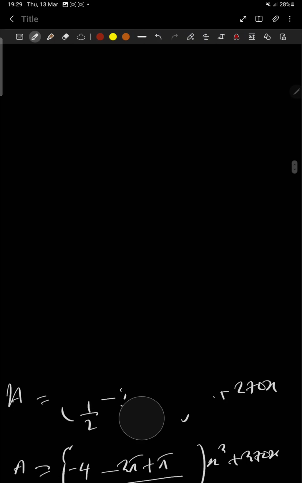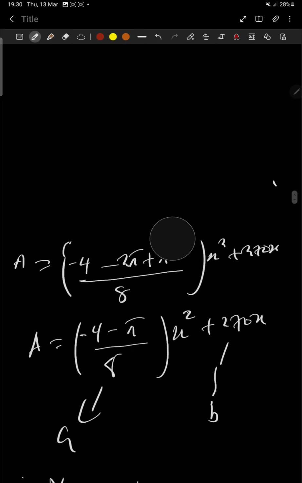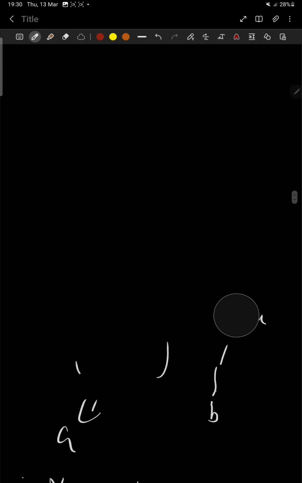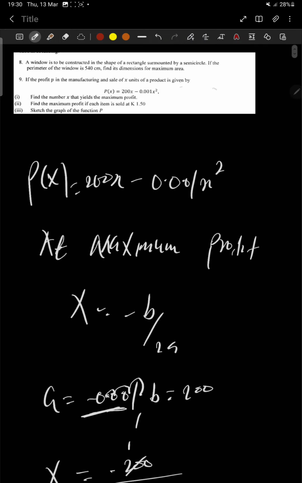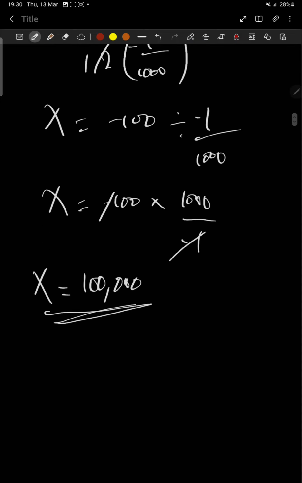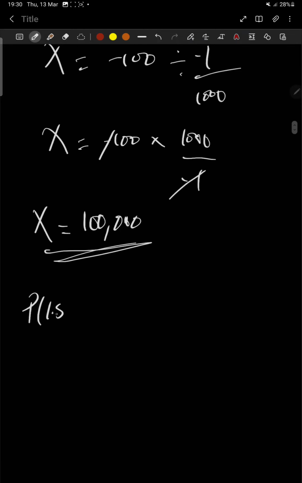Okay, so what's the other stuff saying? The other question is saying at 1.5. Okay, what is the profit? Find the maximum profit if the item is sold at 1.5. So P of 1.5. Okay, it means you're going to replace 1.5 where there is x.